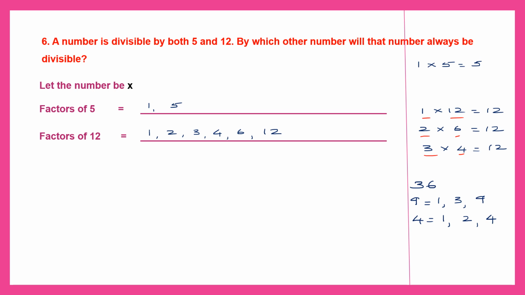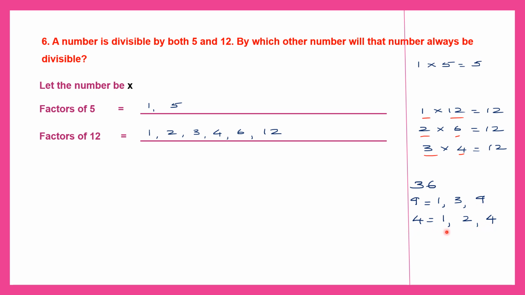So what is my example? I've taken a number 36 and I say it is divisible by 9 and by 4. So what did I do? I took the factors of 9 and I have the factors of 4. Now if you look at all these factors, can you see that 36 is divisible by all these numbers? 36 is divisible by 1. 1 into 36 is 36. 36 is divisible by 3. 12 3s are 36. It is divisible by 9. 9 4s are 36.